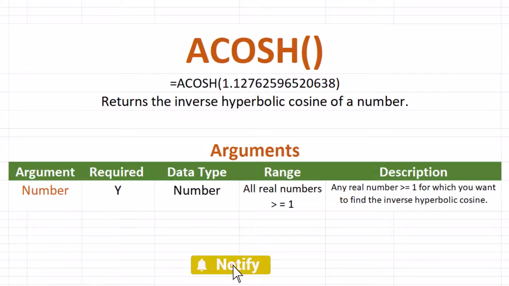Today I'm going to describe the function syntax and usage of the Excel function ACOSH, also known as the inverse hyperbolic cosine function in Microsoft Excel. The Excel function ACOSH returns the inverse hyperbolic cosine of a number. The number must be greater than or equal to 1. The inverse hyperbolic cosine function syntax has the following arguments. Number: a real number equal to or greater than 1.